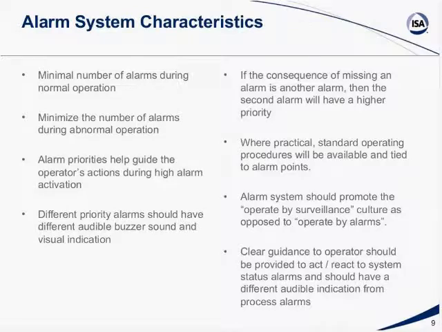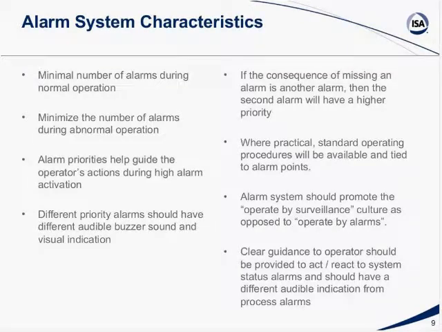Alarm priorities are really important because they help guide an operator's actions during a high alarm activation. And different priority alarms should be discernible, not just visually, but by the sound they make. So an operator has no doubt as to which is the highest priority alarm, which to give the most attention first. And something to keep in mind is the consequence of missing an alarm is another alarm. That second alarm must have a higher priority. So you may have a medium priority for a certain deviation, say, for example, a high temperature, and then you have a high-high that will have a higher priority. If they both end up with the same priority, you don't need two alarms for them, just one alarm.